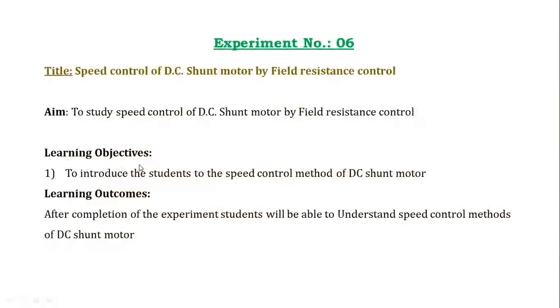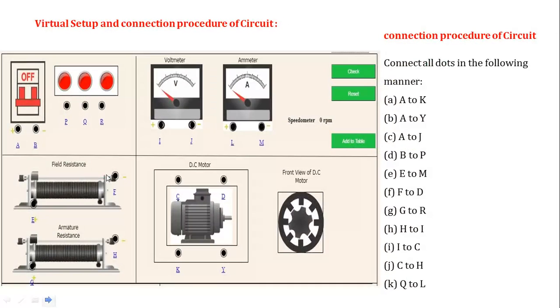So, what are the learning objectives of this experiment? The learning objective is to introduce the students to the speed control methods of a DC shunt motor. And what is the outcome of that experiment? After the completion of the experiment, students will be able to understand the speed control methods of a DC shunt motor. In this experiment performance series we will perform today's practical on a virtual lab. That virtual lab is developed by the IIT, Indian Institute of Technology.